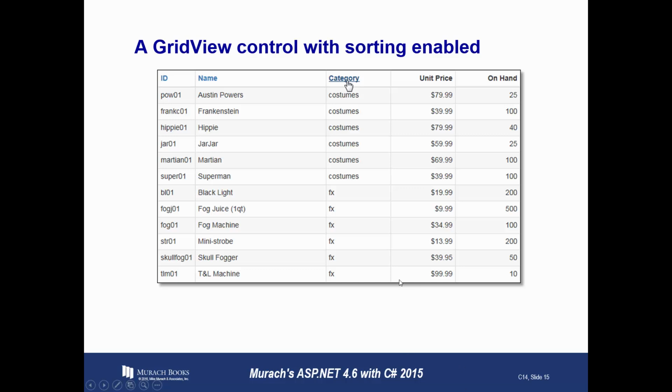So if you look at this, you may or may not be able to tell, not just where the cursor hand is, but the ID field, the name field, and the category field are all sortable fields. They all appear as hyperlinks, and if you put your mouse over them, you can see how the cursor changes. The unit price and on-hand field in this example are not sortable fields. If you click category, it sorts it in order based on the category. If you click it again, it does a reverse sort, so the FXs would be first.